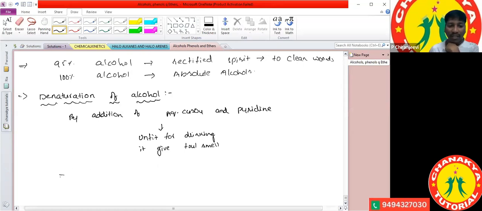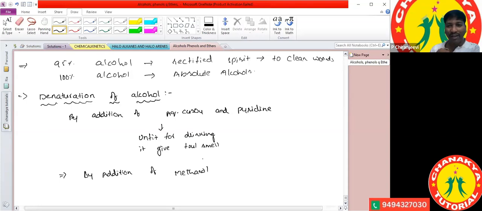And what is another method? By addition of methanol. If you add methanol to the ethanol, it is not suitable for the drinking process, because methanol is poisonous. Generally, we call methanol a slow poison. Why? First it causes blindness. After that, it spoils the liver, and finally it causes death. Due to that reason, methanol can also be called a slow poison.